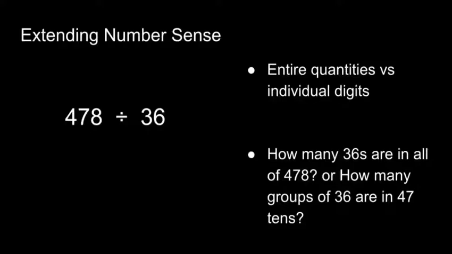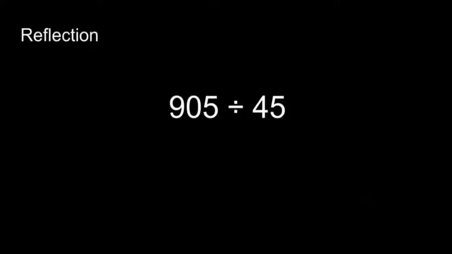For students in which this question may pose some confusion, you may ask, how many groups of 36 are in 47 tens? This relies on the place value number sense developed in 2nd and 3rd grade. As you reflect upon the ideas presented within this video, consider developing questions to help students apply their number sense to solve the following problem: 905 divided by 45.